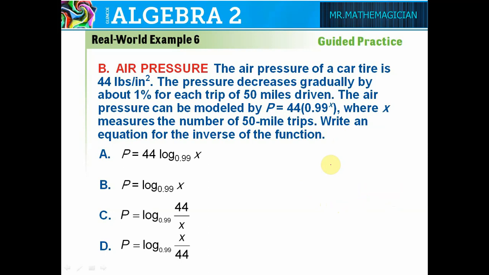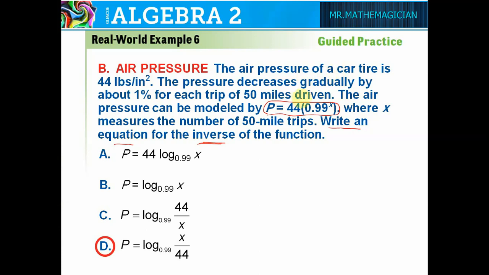Now we need you to do the same for the same example. We need you to write down an equation for the inverse of this function. P equals 44 times 0.99 to the power of x. Pause the video and try to choose whether it's A, B, C, or D. Yes, it should be D. And why is that? Let me show you.